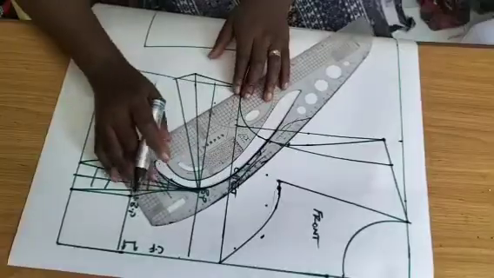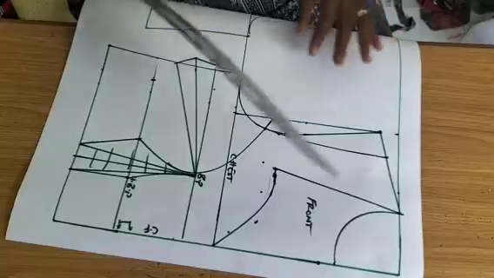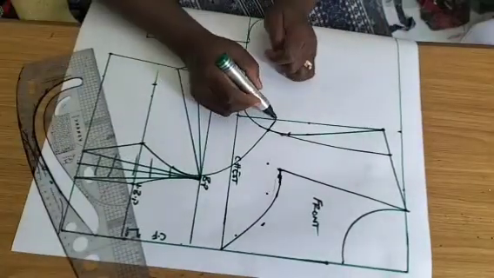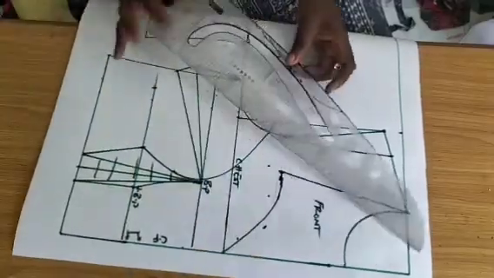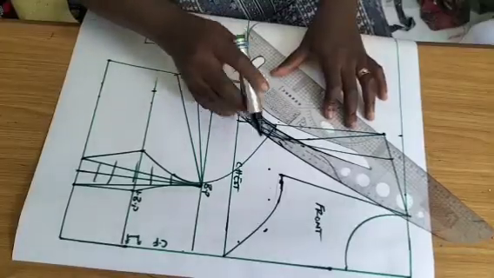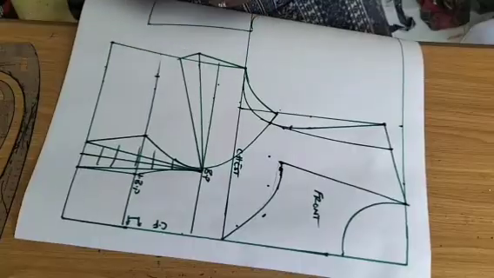So once I've connected to that point, I'll come out a little bit, by 1 inch, from here to here. So once I come down by 1 inch, I'll connect that 1 inch back to my armhole, and that forms a princess dart for us.